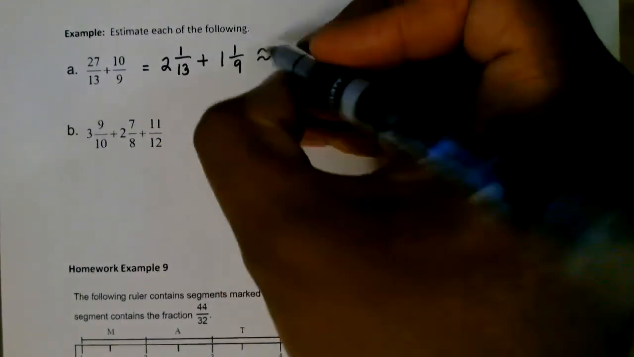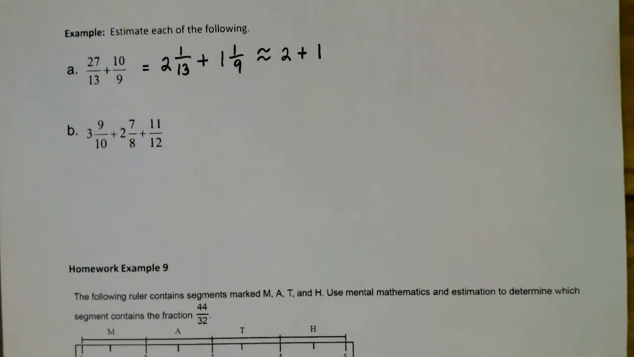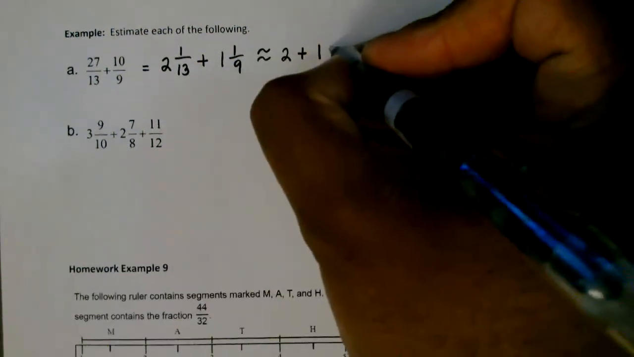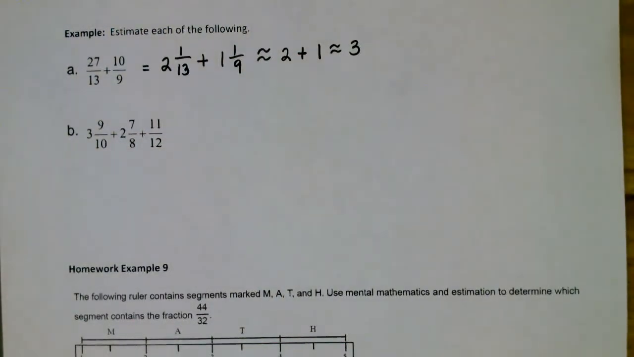Well, if I do a little estimation here, 2 and 1/13 is going to be approximately 2. 1 and 1/9 would be approximately 1. So here, an estimate would be 2 plus 1, that would be 3. So a good estimate for that would be 3.